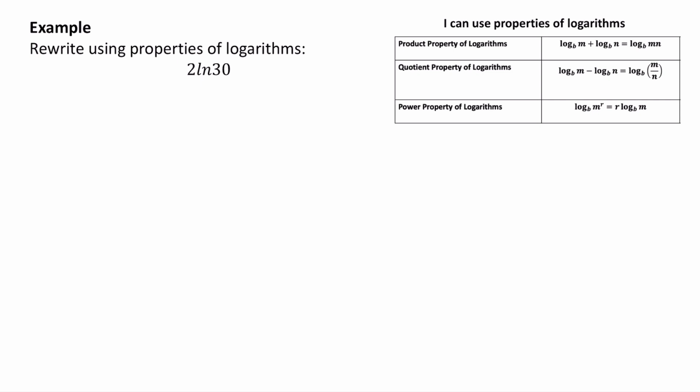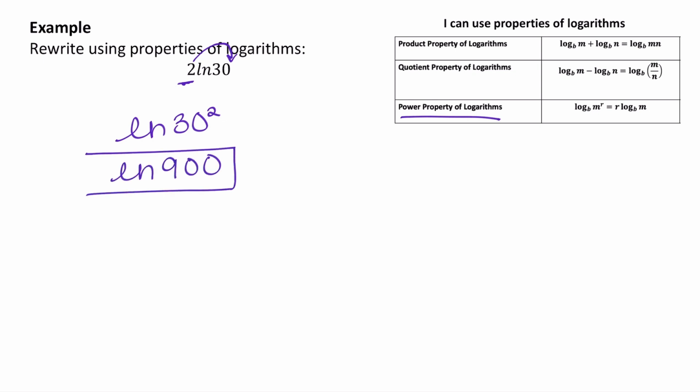So let's practice rewriting this using the properties of logarithms. So here you can see we have a factor in front, so I'm going to use the power property backwards. So what I'm going to do is bring this 2 back up here as an exponent, and so that's going to become the natural log of 30 squared. Okay, remember 30 squared is 900, so I can rewrite this as the natural log of 900.